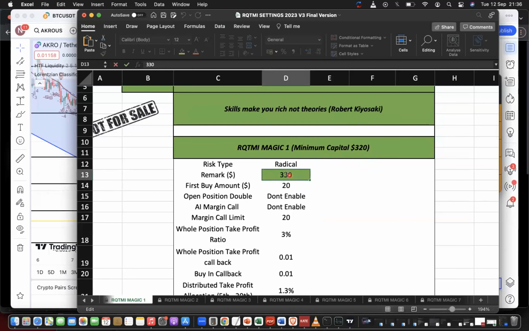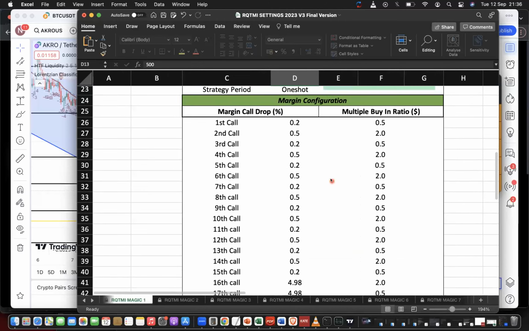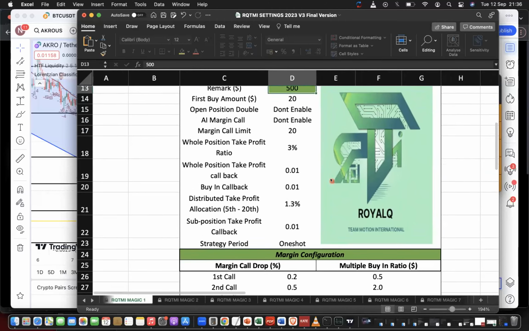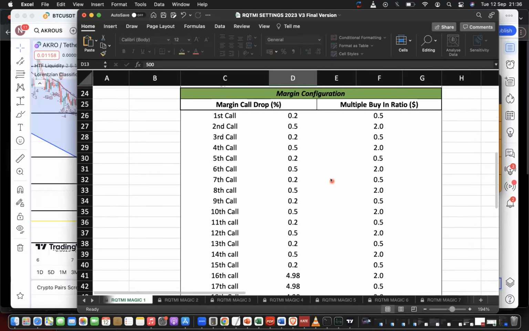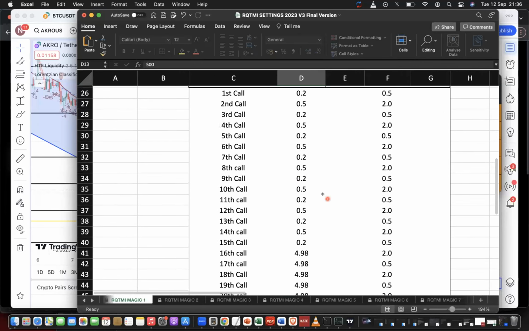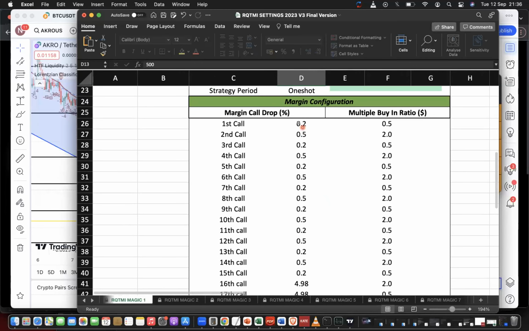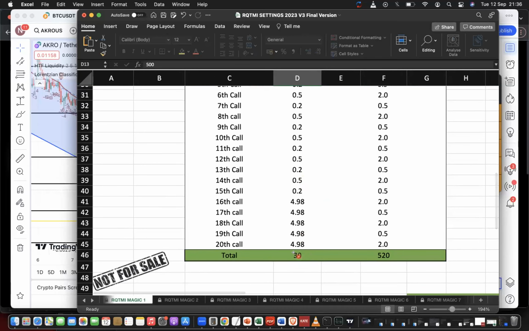Sorry, the remark. Let's say you have $500, you just come here, remove this 330 and put 500. When you click it, it gives you a similar setting to what we just discussed, everything you need. Then it gives you margin call 1 to 20, and as you can see, it tolerates a 30% call drop.